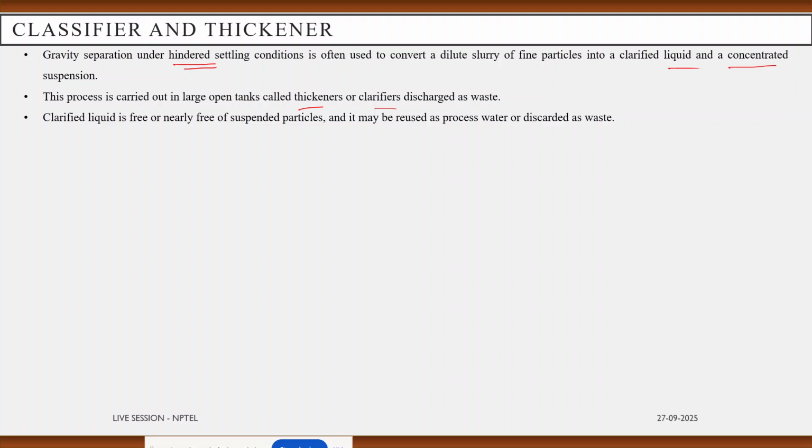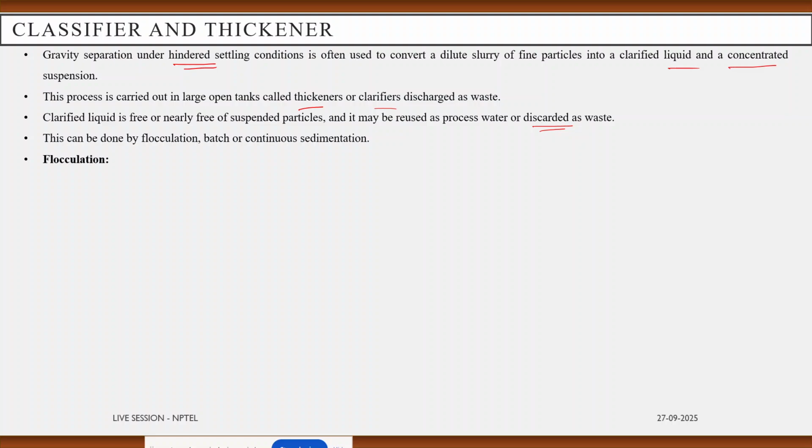Now clarified liquid is free or nearly free of the solid particles, and it may be reused as process water or discarded as waste. So this can be done by flocculation, batch or continuous sedimentation process. First one we will discuss is the flocculation process.